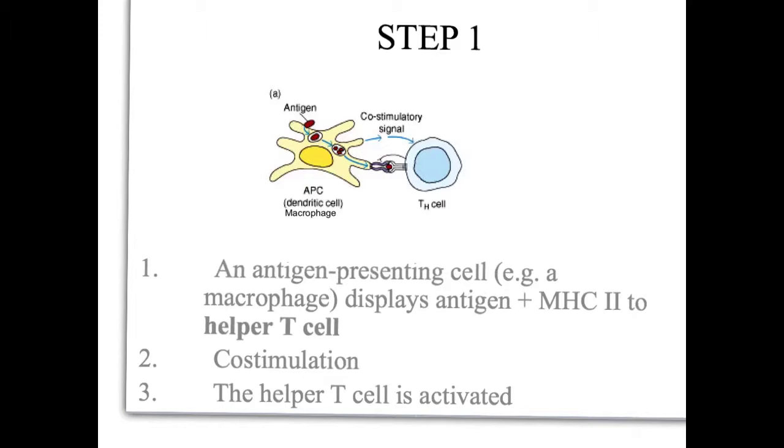A circulating T helper cell that happens to be sensitive to this particular antigen recognizes and locks on to this MHC antigen combination by use of its receptor. A reciprocal signal now from the macrophage to the T helper cell, called co-stimulation, serves to activate this T helper cell.